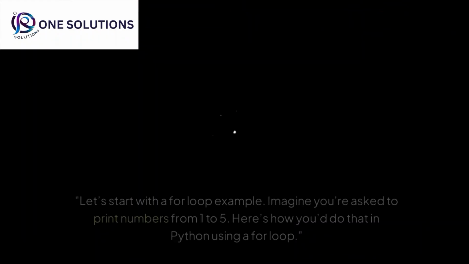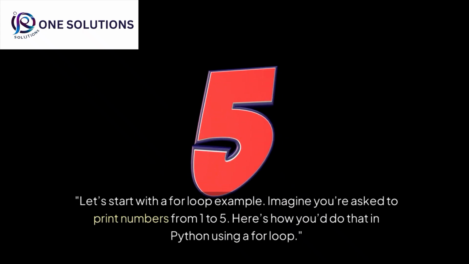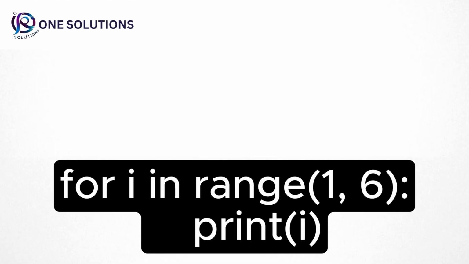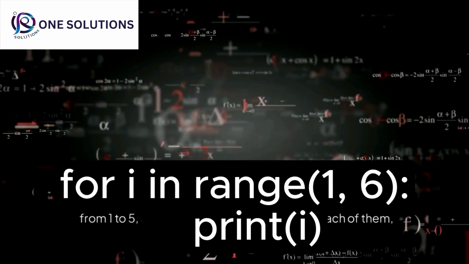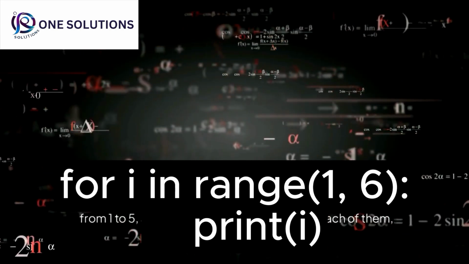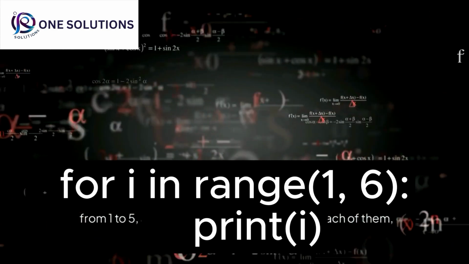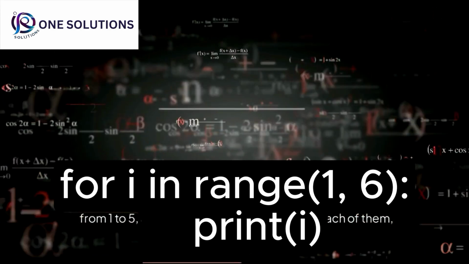Example of a for loop. Let's start with a for loop example. Imagine you're asked to print numbers from 1 to 5. Here's how you'd do that in Python using a for loop. Code: for i in range(1, 6): print(i). In this code, the range(1, 6) function generates numbers from 1 to 5, and the for loop iterates through each of them, printing each number.